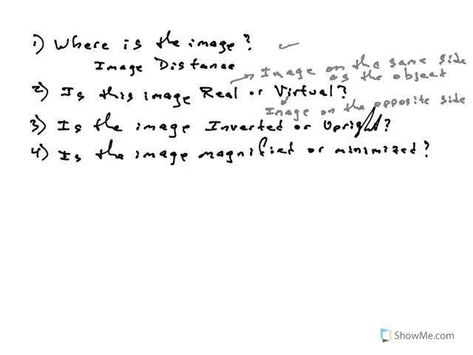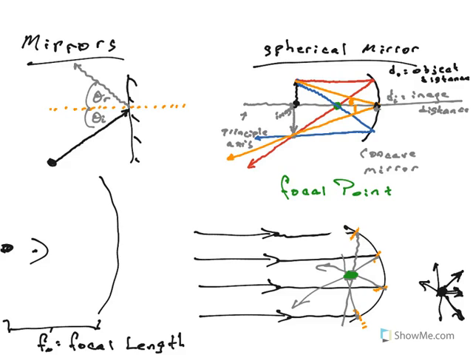Now again, we're talking about mirrors. It turns out for lenses it's the opposite. But for mirrors, if in this case, for instance, this gray arrow is on the left side of the mirror, the black arrow, which was the object, is on the left side, they're on the same side, this is a real image. If the arrow was over here on the right side, then it would be a virtual image.